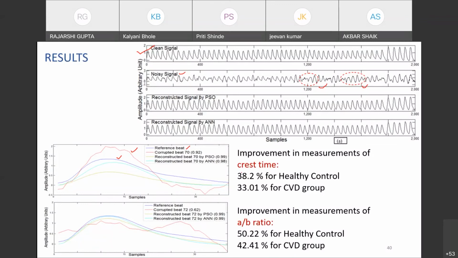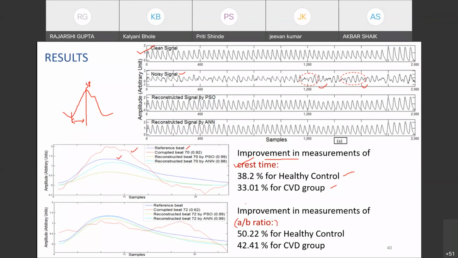So in this way, we showed an improvement of crest time. Basically, if this is the PPG bit, the crest time is this gap between the PPG foot and the systolic peak. In these cases, due to the uncertainty in measurements caused by signal corruption, the crest time cannot be measured properly. So we could improve the measurement of crest time by 38.2% for healthy control and 33.1% for the CVD group.